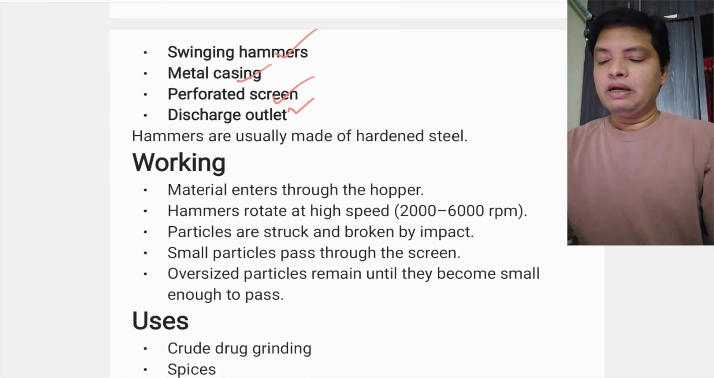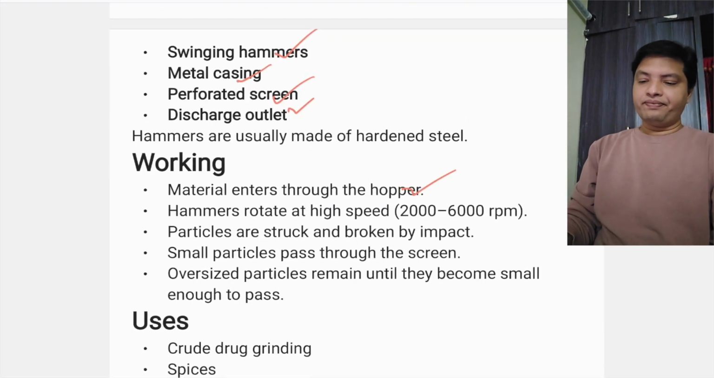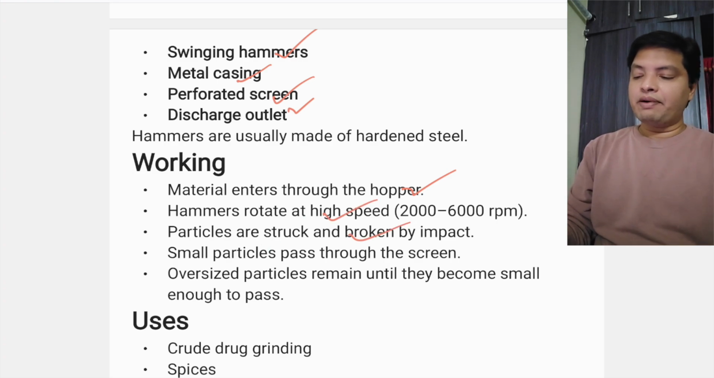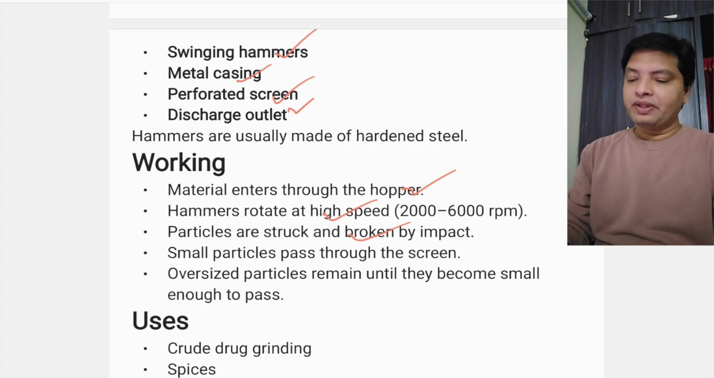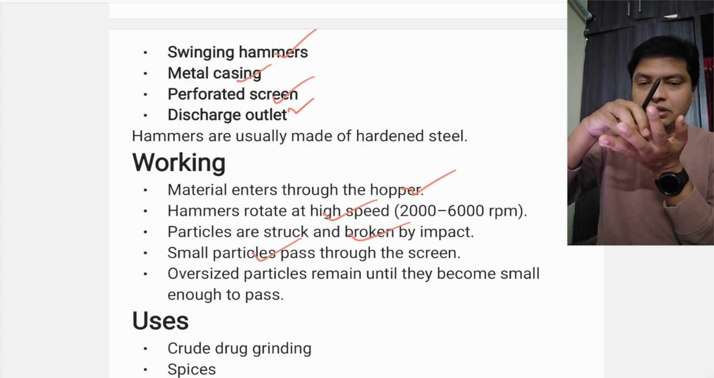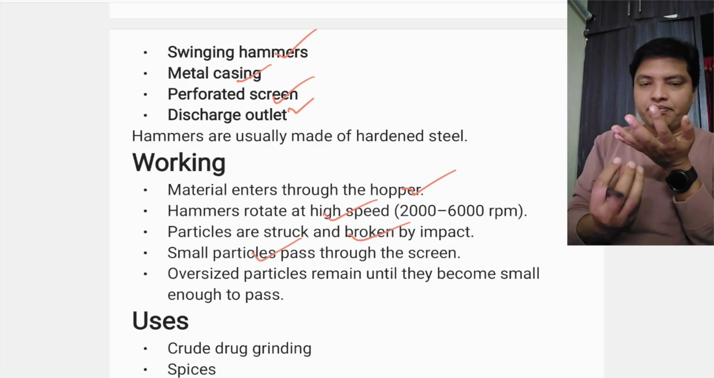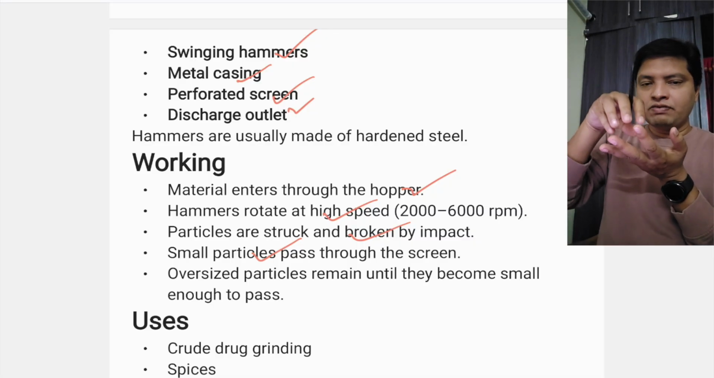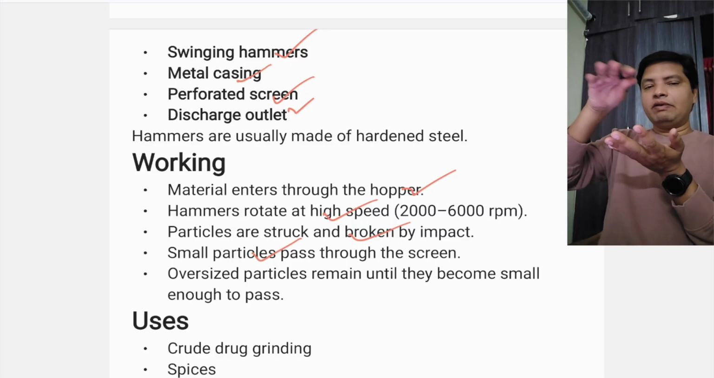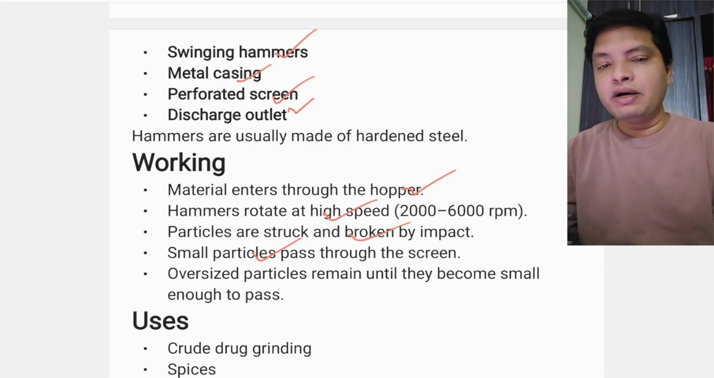What is the working? Material enters the hopper. The hammer rotates at high speed. Particles are struck and broken by impaction. Small particles pass through the screen. Oversized particles will stay above the screen, and small particles will come below the screen. The oversized particles which stay above the screen will be hammered again.